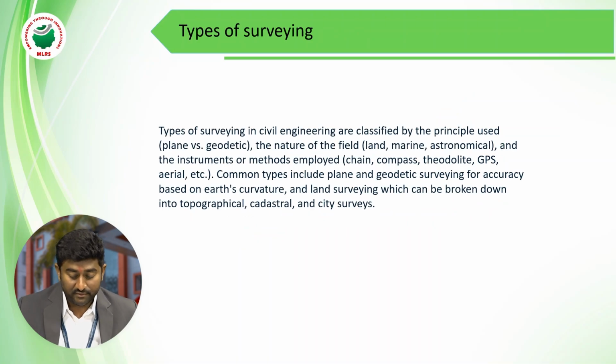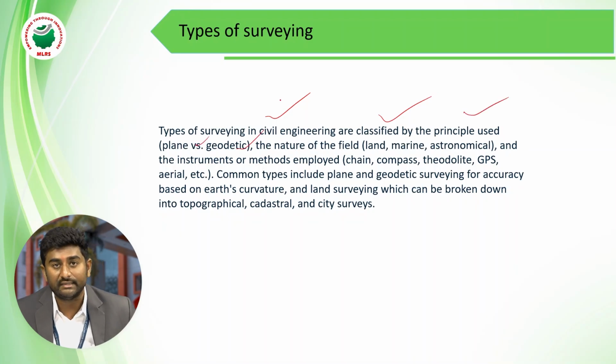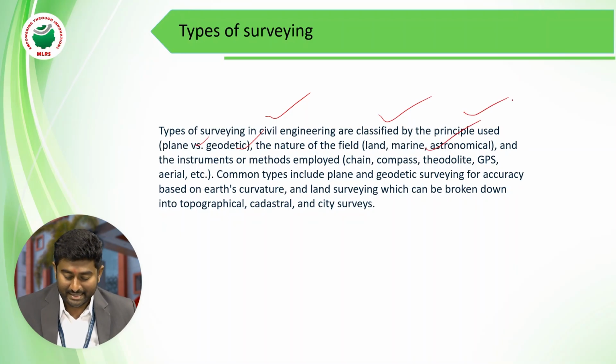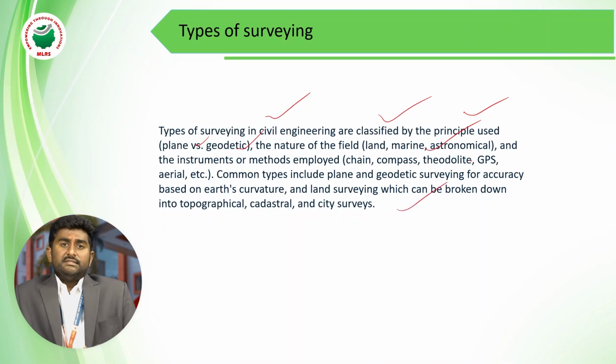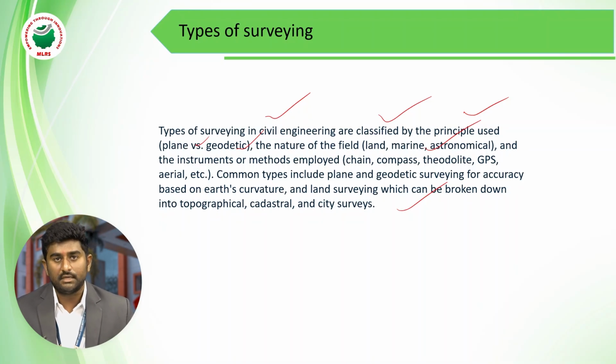Next, types of surveying. Types of surveying in civil engineering are classified by principle into plane surveying and geodetic surveying. What is plane surveying? The survey used to determine only linear measurements on the earth's surface. That type of survey is known as plane surveying.